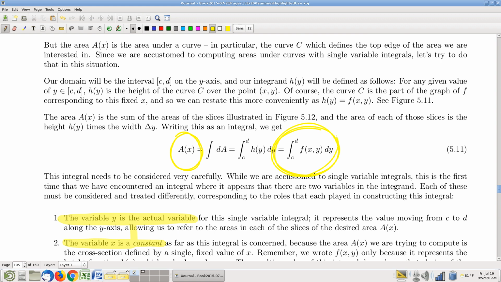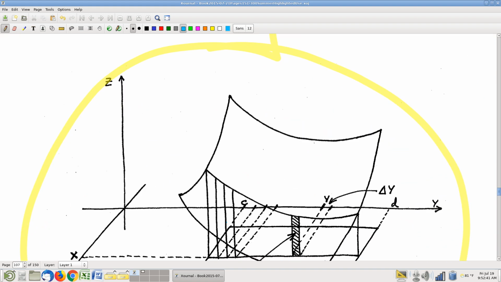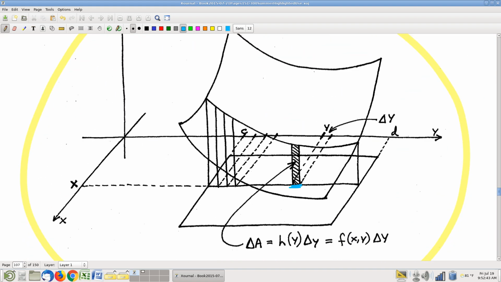this integral. Now, I want to point to some specifics in this integral. Remember, the idea is that y is going from C to D. Y is my variable. As y goes from C to D, that's what takes me along this base and gives me the area in question. So, the integral is y goes from C to D. The thickness is that little thickness right there.